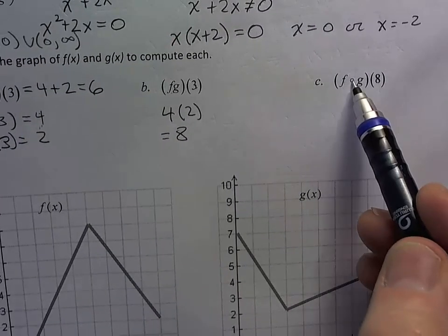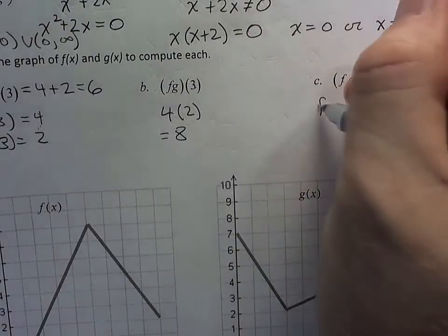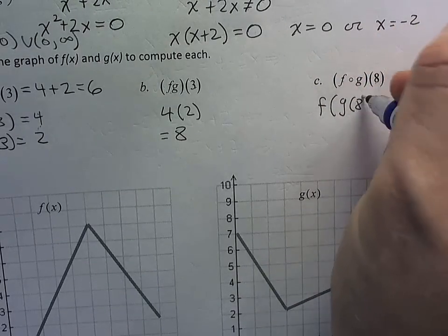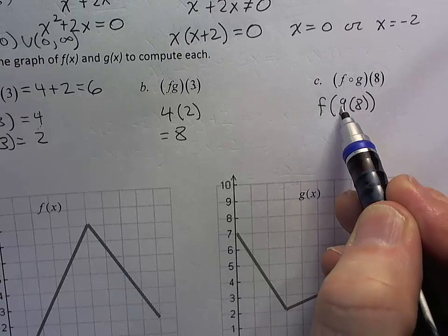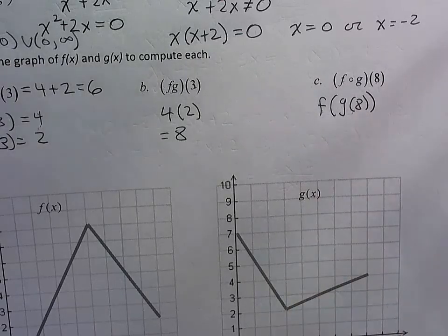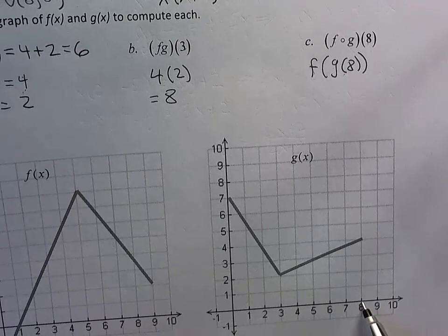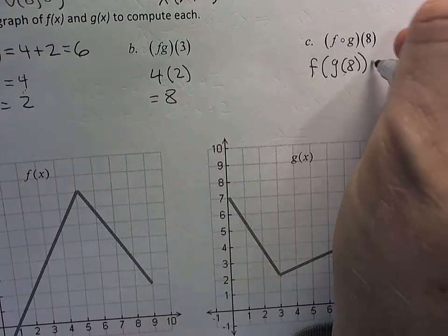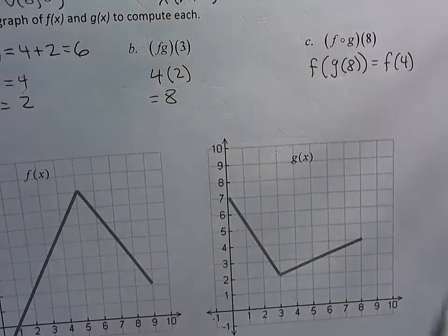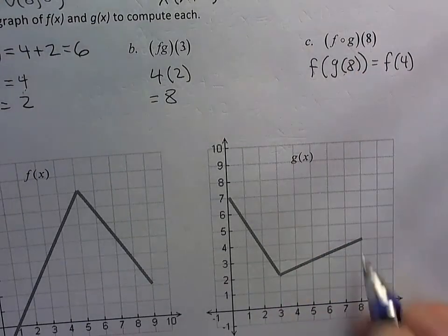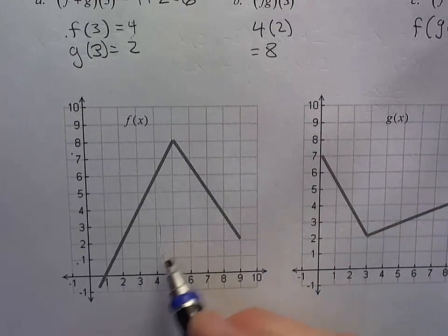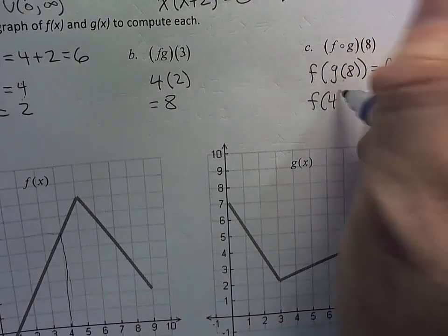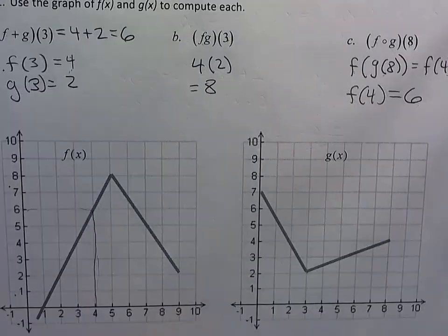Now over here, f of g of 8. Now this notation we've not worked with very much, but it just means f of g of 8. Well, I need to find out what g of 8 is. So I go down here, there's 8, 1, 2, 3, 4. So this is f of 4. Okay, because g of 8 is 4. Now I need to figure out what f of 4 is. So I come over here to 4, and I look up here. Looks like it's 6. So f of 4 is equal to 6, and you're done with that one.